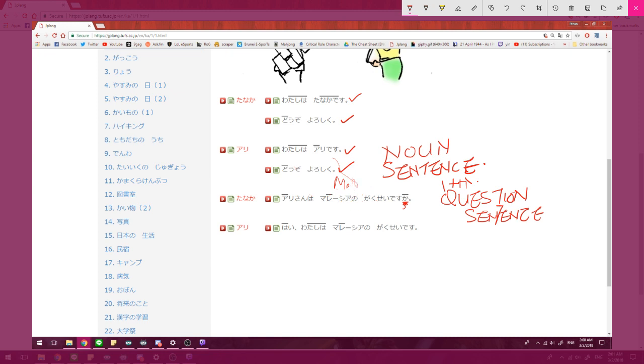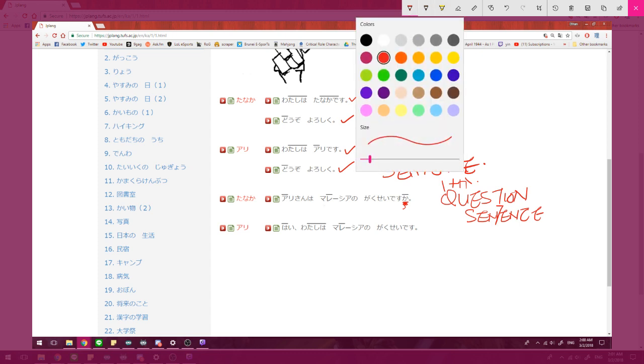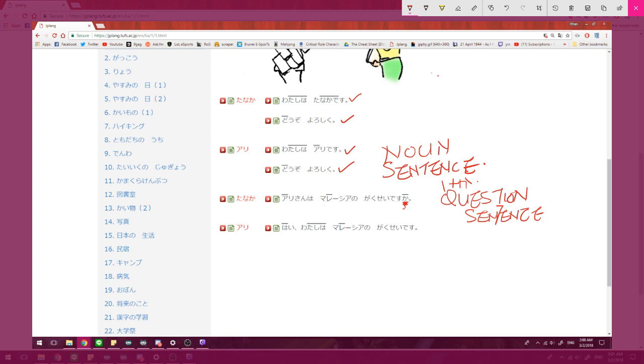Let's clear that mess. There we go. So, now he's asking, let's change that color. So, Malaysia no what? There we go. So, Malaysia no gakusei, right? Referring to Ali. So, Ali is now the subject. So, Ali. Now let's make the sentence breakdown here. Ali, blank, right? Malaysia no gakusei, so Malaysian student.